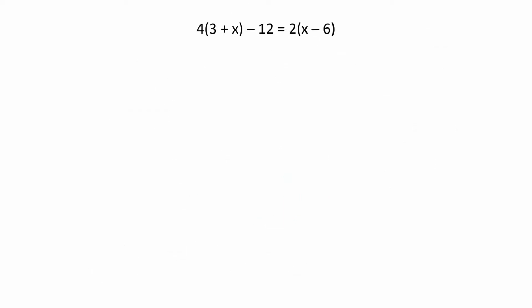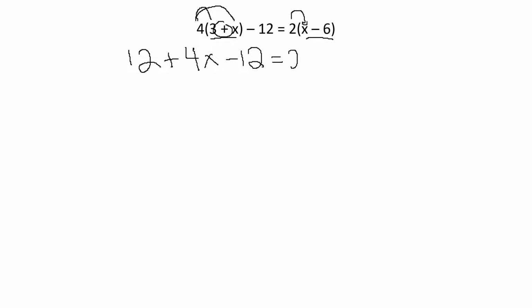A little bit of a longer one. Start inside your parentheses. I can't do anything here. I can't do anything here. So I'm going to distribute this. 4 times 3 is 12. 4 times x, remember plus. 4 times x is 4x. I'm not touching that minus 12 or the equal sign. Now I'm going to do the same thing. 2 times x is 2x. 2 times negative 6 is minus 12.